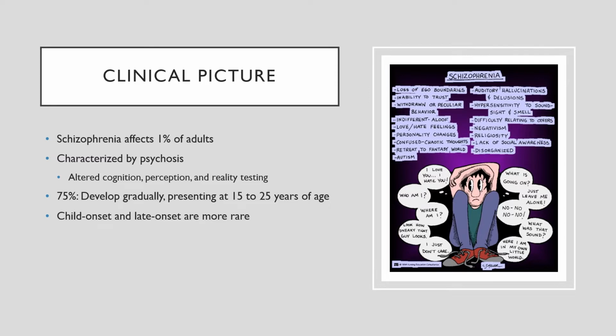So when we look at the clinical picture, schizophrenia affects about 1% of adults. It's characterized by psychosis, which refers to altered cognition, altered perception, and impaired ability to determine what is or is not real. 75% of those with schizophrenia develop gradually, usually presenting between 15 to 25 years of age. However, there are child onset, meaning before the age of 15, and late onset, meaning after age 40, that can be seen. But these are usually more rare.